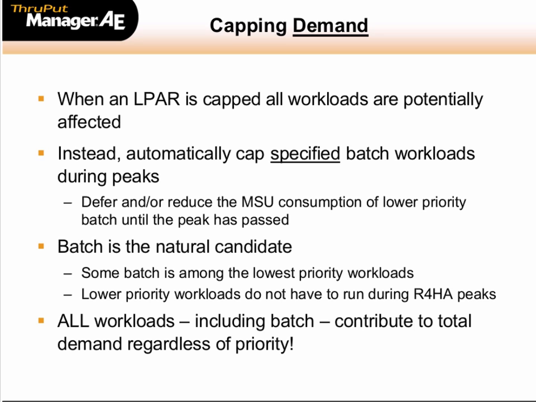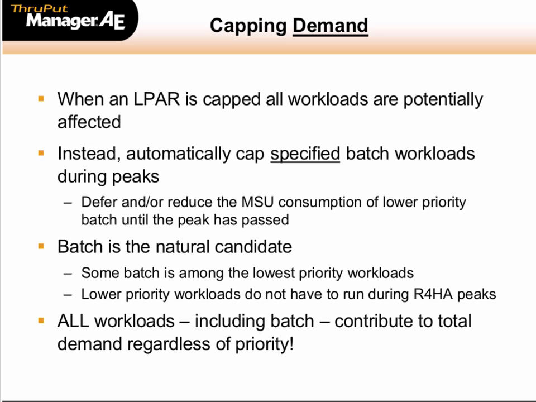Recalling our description of hitting the wall, when the rolling 4-hour average hits the capacity limit, the entire LPAR is capped, potentially affecting all applications on the LPAR. Rather than allow this to occur, TMAE allows you to only cap specified batch workloads. Further, TMAE takes a soft hammer approach by gradually reducing or deferring the CPU consumption of the batch that you designate before you hit the wall.